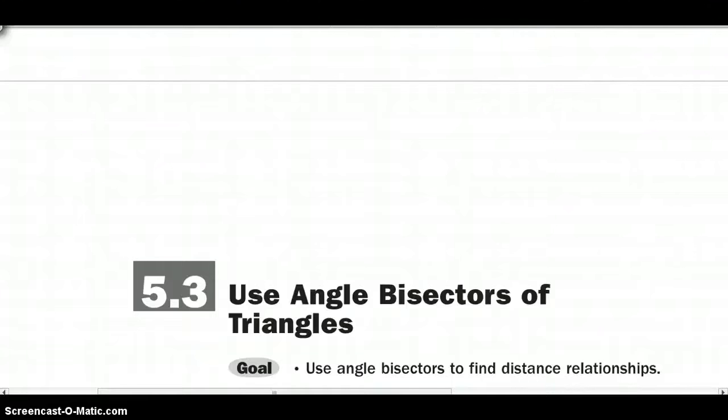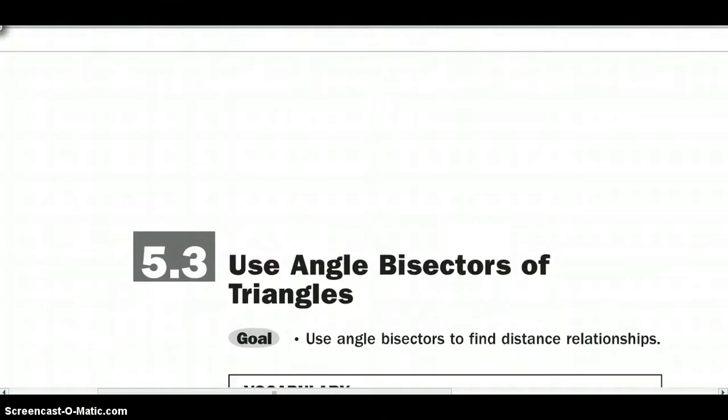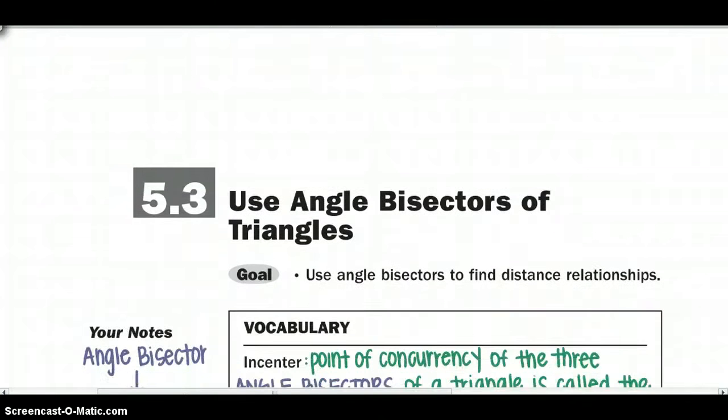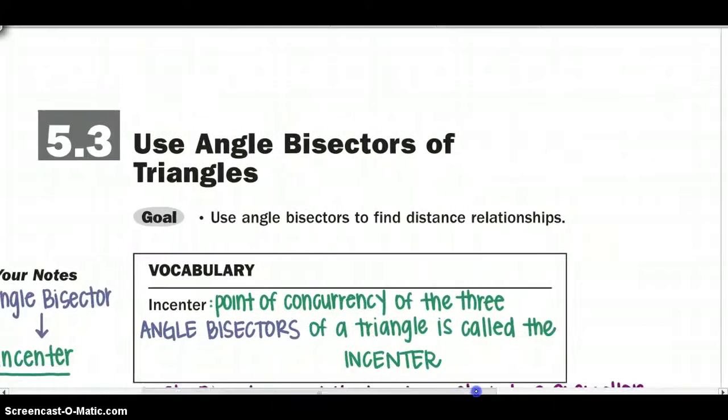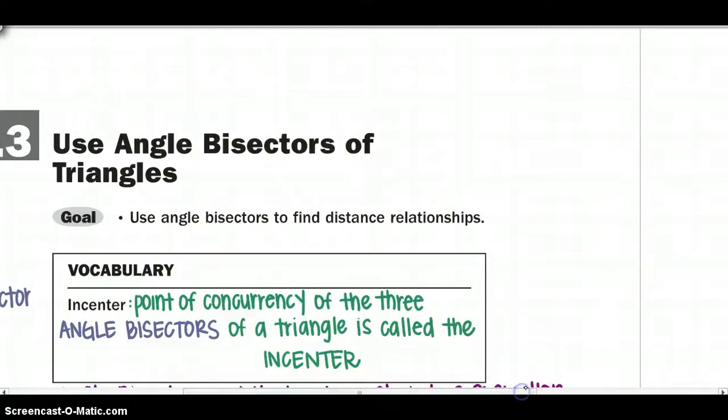All right, welcome back to Chapter 5, and we are going to continue with Section 3, using angle bisectors of a triangle. The angle bisectors can tell us a lot about the distance relationships inside of our triangle, so we are going to see what they can tell us. So the first part, we need to learn what point of concurrency angle bisectors have.